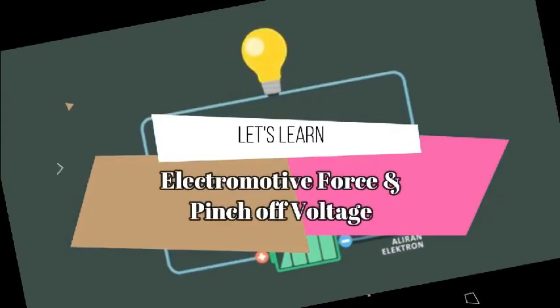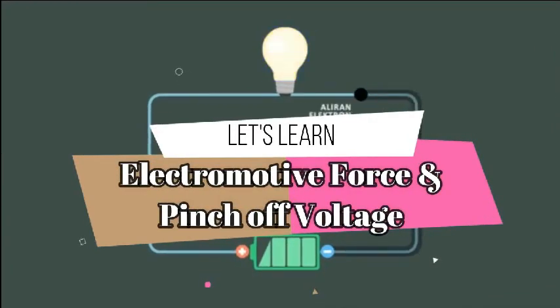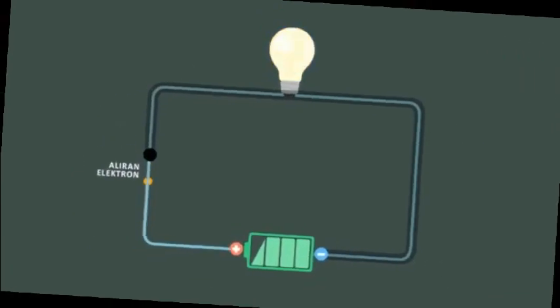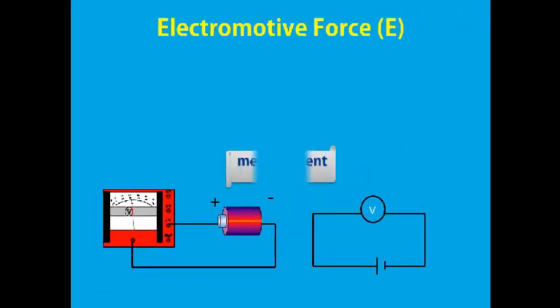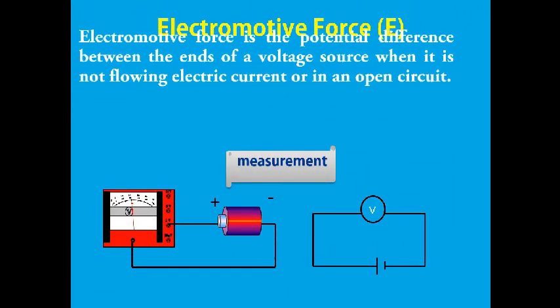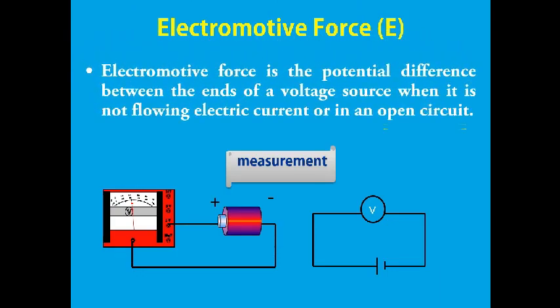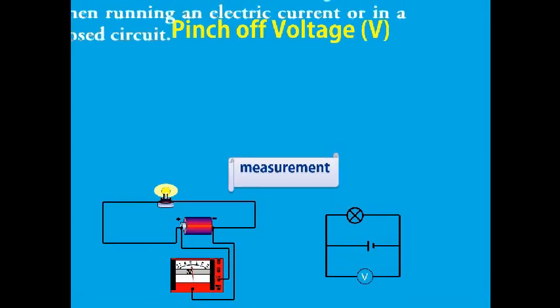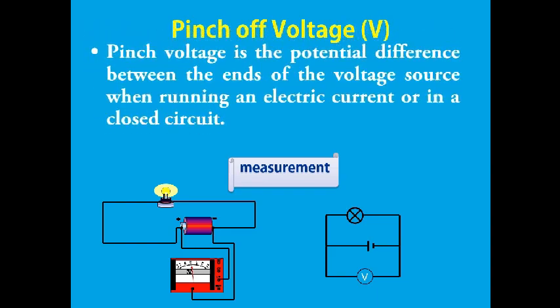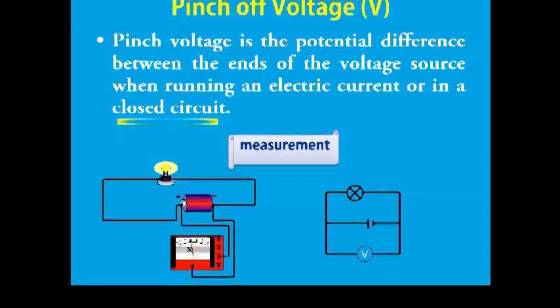Let's learn electromotive force and pin's voltage. Electromotive force is the potential difference between the ends of a voltage source when no electric current is flowing, or in an open circuit. The pin's voltage is the potential difference between the ends of the voltage source when an electrical current is running, or in a closed circuit.